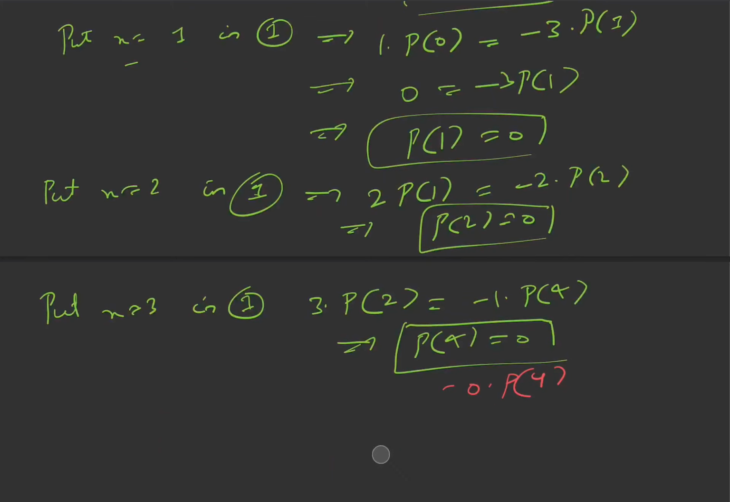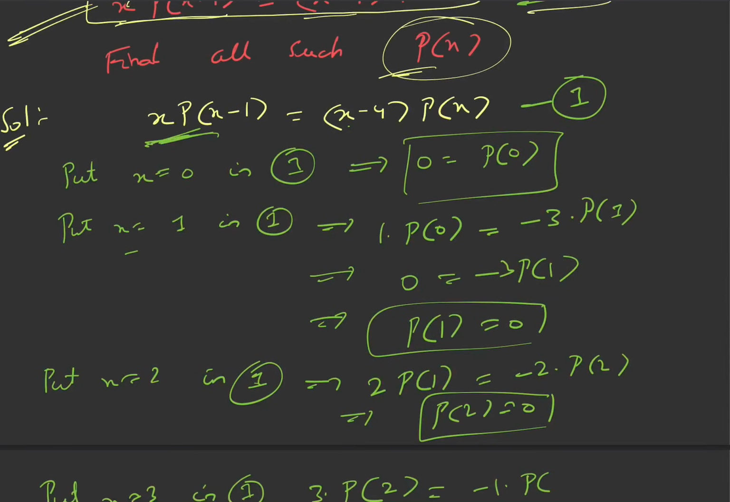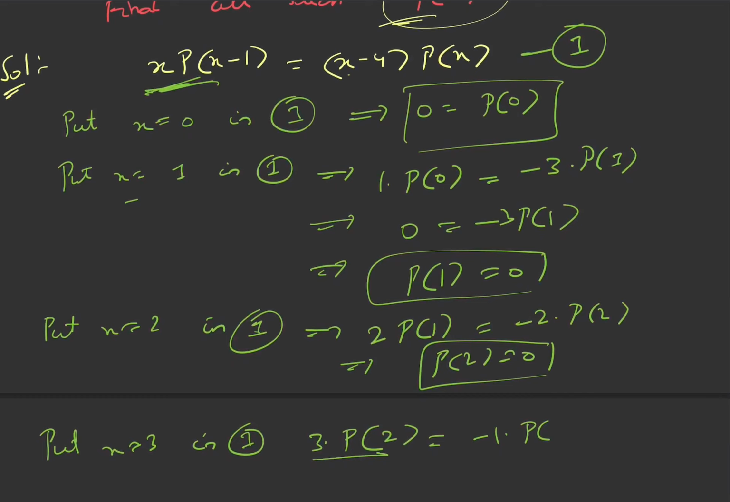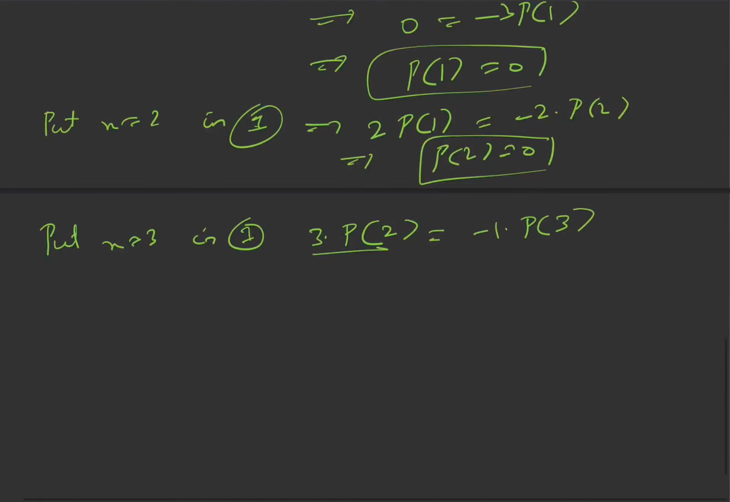Just a second, I think we have made a mistake here. If I put x is equal to 3 in equation 1, I'll get 3 into p of 2 is equal to minus 1 into p of 3, right? I have written p of 4. Yeah, so that was a mistake. So now you will get p of 3 as also equal to 0 because p of 2 is 0.